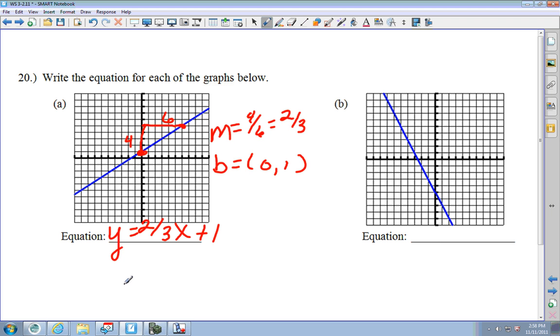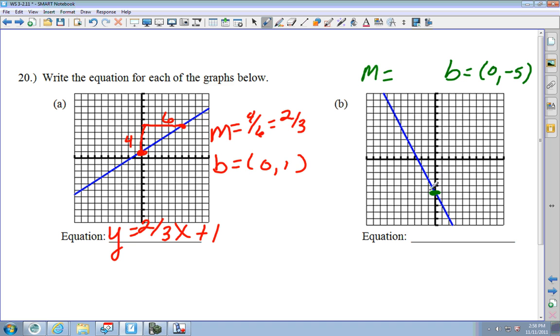I would have gone into y equals and put this in my calculator, press graph to make sure I got it right. Next one, let's find the slope and the y-intercept. Y-intercept is right down here. 1, 2, 3, 4, 5. 0, -5.